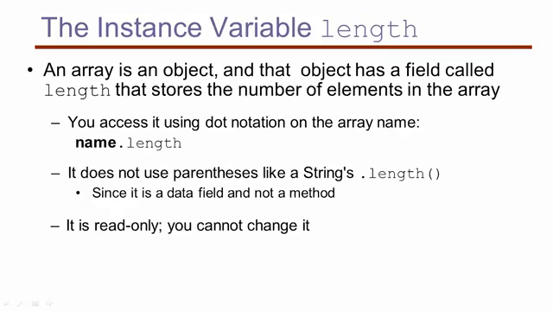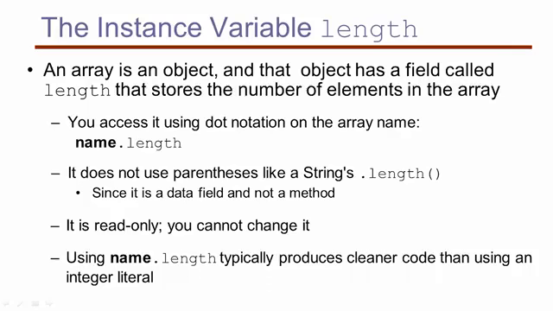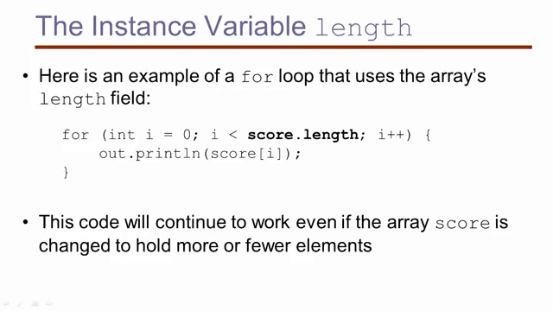This makes sense, since we mentioned earlier in the lecture that once an array is created, its size is set and cannot be changed. This length field is very handy when writing for loops to process an array, as it results in cleaner code. Here's one of the for loops from a previous slide that prints out all the values from the array score. This loop has been changed to use the length field of the array rather than the literal 5. Note that this code will continue to work even if the program is changed in the future to use a larger or smaller array.